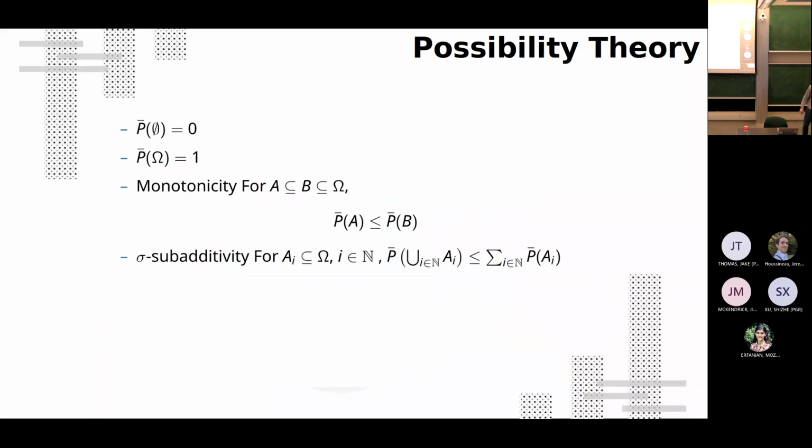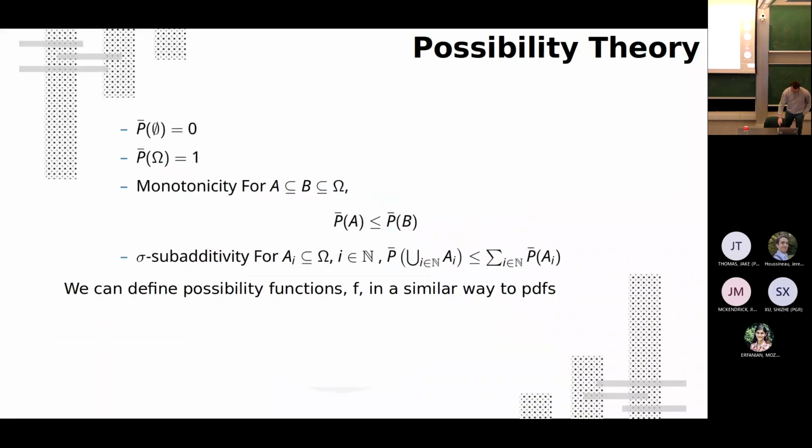Okay, so all of that is building into what possibility theory actually is. This is the rules of a possibility measure. So it looks a lot like probability measure. The only difference is that additivity is relaxed to sigma subadditivity. So we end up with an outer measure rather than normal probability measure. We can define possibility functions in a similar way to PDFs. But this time it's the supremum rather than the sum or integral that we'd usually get.